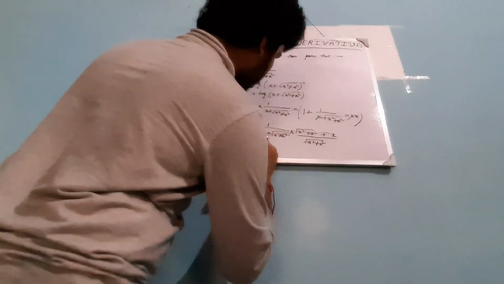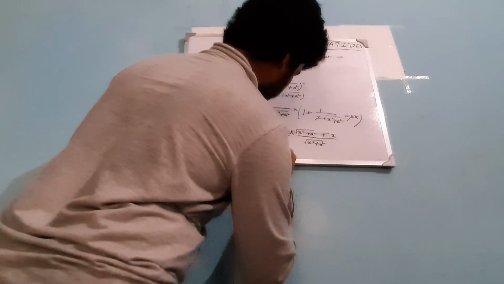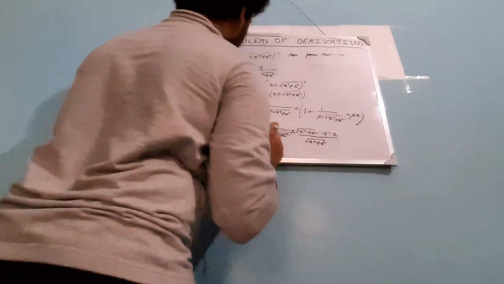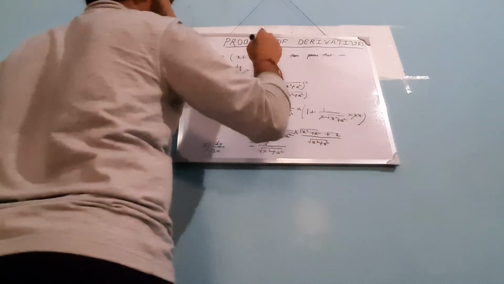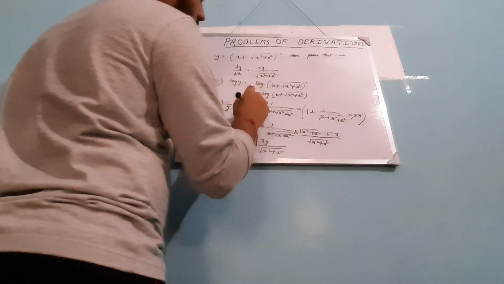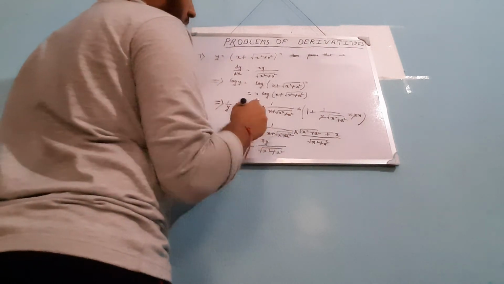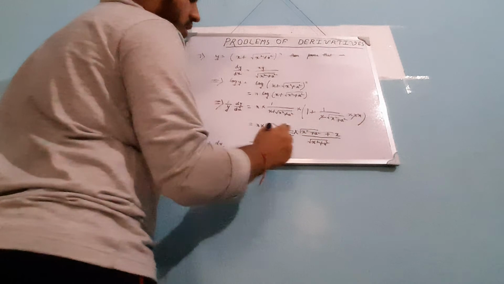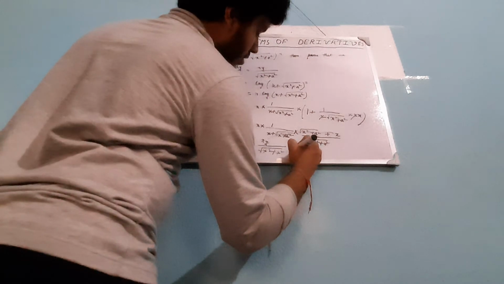So dy by dx equals ny by root over x square plus a square. So how did I do it? We first took log on both sides, then took the derivative. n is constant, so n stays, and then we differentiate. So this is the formula, and this is proved.